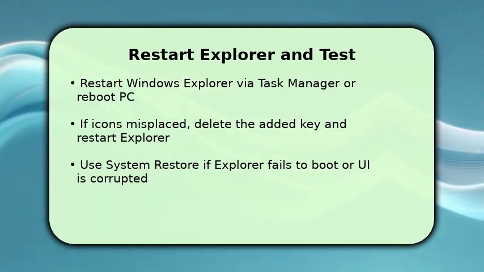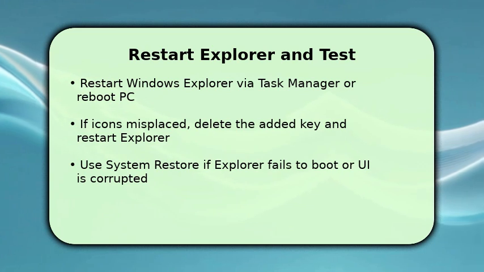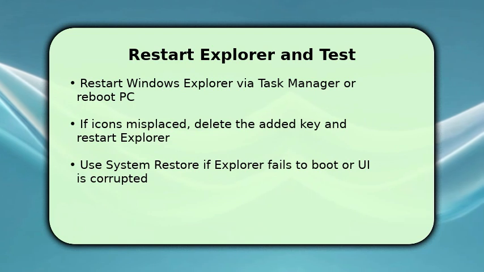If something goes wrong, delete the added registry key and restart Explorer. If corruption persists, use your system restore point. This reverses all edits and brings the system back to the state before changes.